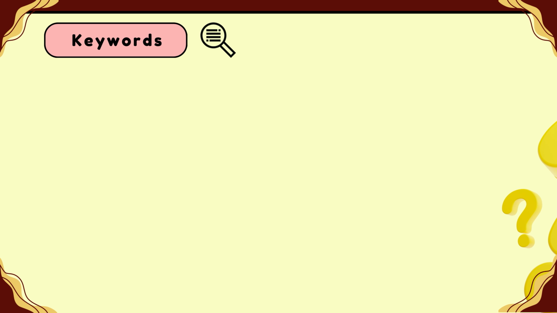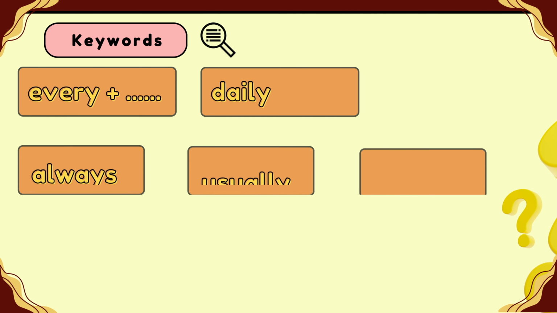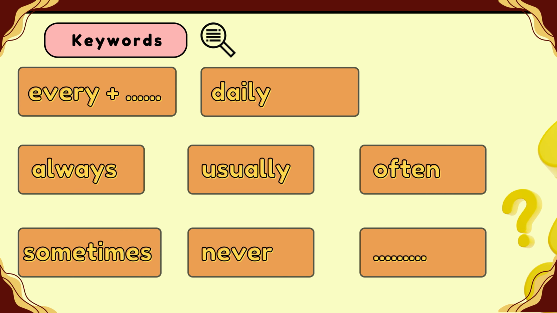Now we talked about the keywords, which are very important to identify the present simple tense. We have every plus anything, like every day, every week, and so on. Daily, and both of them usually come at the end of the sentence. And the verbs of frequency: always, usually, often, sometimes, never. Those usually come after the subject and before the verb, like she always listens to her mother. So if you found any of these words, you know that the sentence is in the present simple tense.